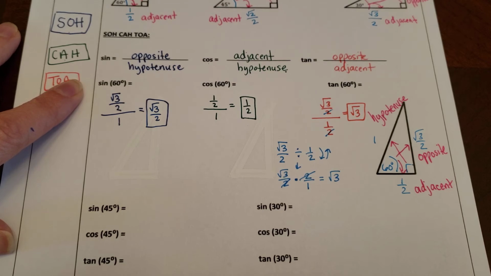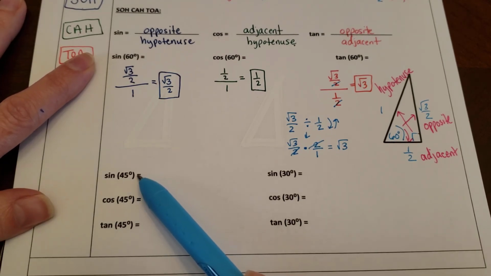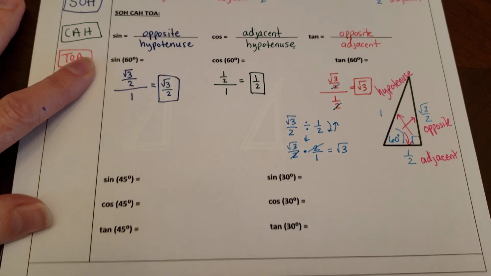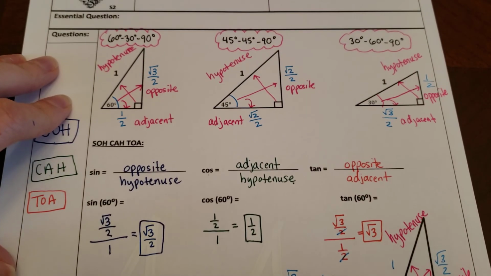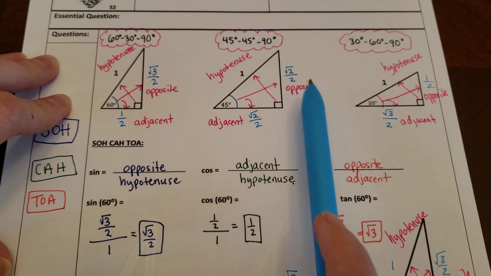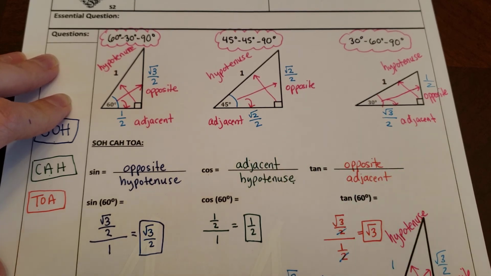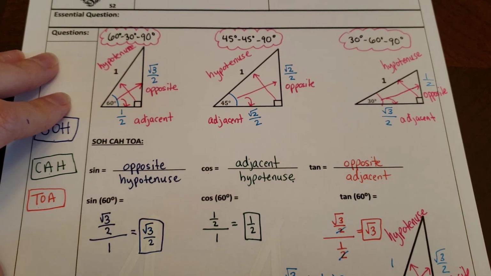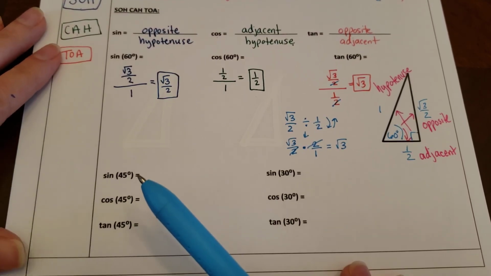If you want to pause the video before I do the next set, I am not going to show the triangles for these, but all you need to do is come back up here to the top. Here's your 45, here's your 30. You have all the sides labeled and you can go through and work those out. I'm just going to quickly go through them.